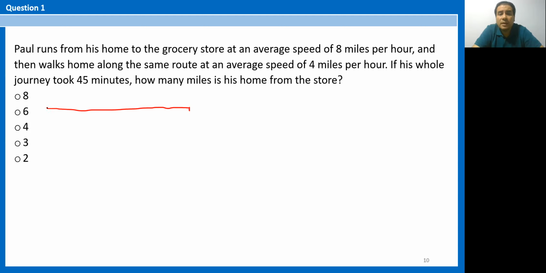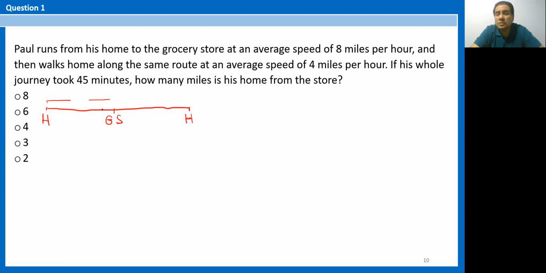Right? We can imagine that there is the home of Paul, then he has to arrive at the grocery store and then go back home, right? Using the same route, but we just put it this way so that we can see all the motion parameters clearly.